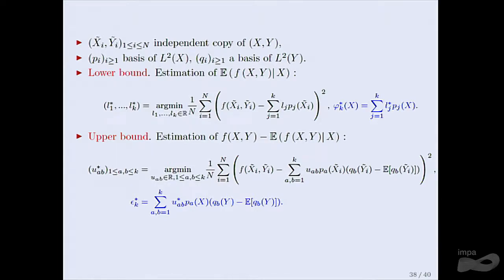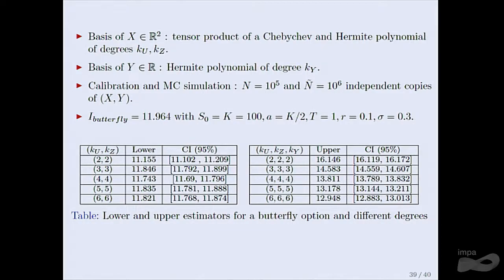Of course you need a basis for X, I should have said that. And you can do the same kind of thing for the upper bound when you want to estimate the following quantity. Again, once you've calibrated this, you use the approximation that you have. We did this by choosing some bases for X and Y, calibrating our estimators, and then running the estimators. Actually we have an idea of the butterfly since we know.